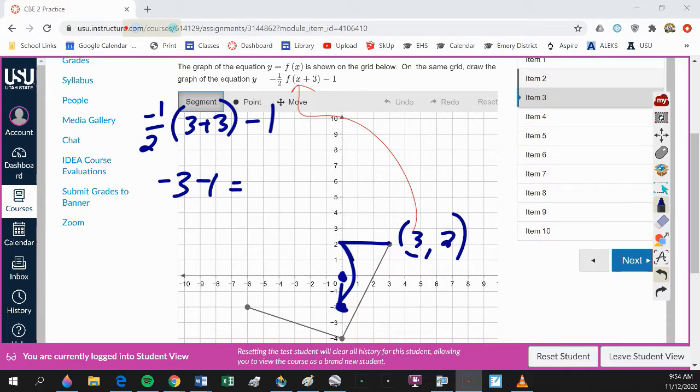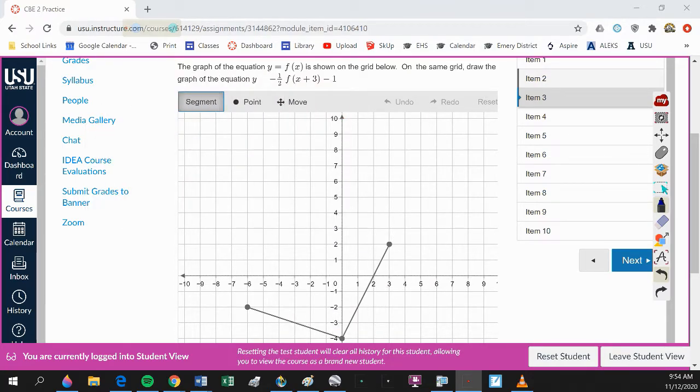-6 divided by... Not sure why that's not working. Let me try a different one, see what happens. Alright, so -1/2. Oh! I know why that doesn't work. What does this do?